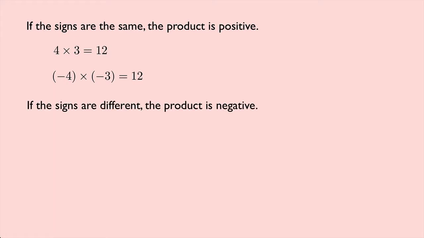If the signs are different, the product is negative. So 4 times negative 3 would be negative 12, and negative 4 times 3 would also be negative 12.